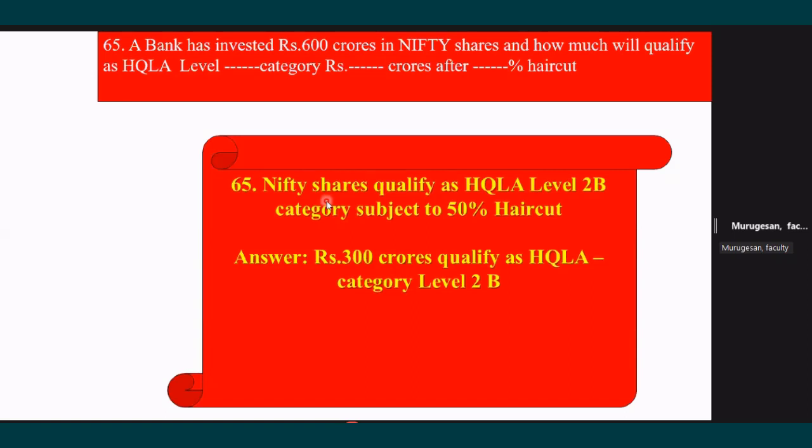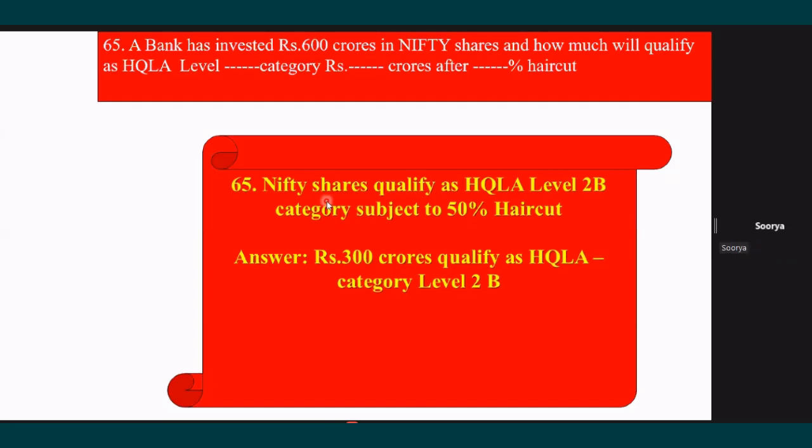The equity instrument also qualifies as HQLA, but under what category? Level 2B. And then what will happen? The haircut will be 50%. The market value is 800, so you can recognize only 400 as liquid assets.